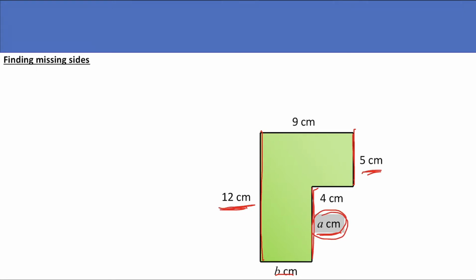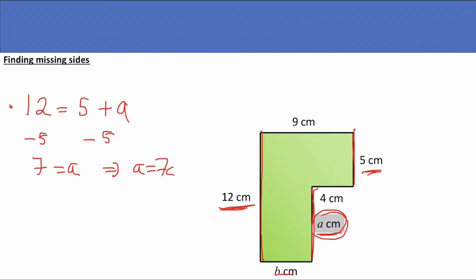So the first thing we are going to do is find A. So we have 12 is equal to 5, add A. We can use inverse operations to find what A is equal to, so we can subtract 5 from both sides. So that you will be left with 7 is equal to A. So A is equal to 7 centimeters. So we know that, going through again, the red lines are all equal.